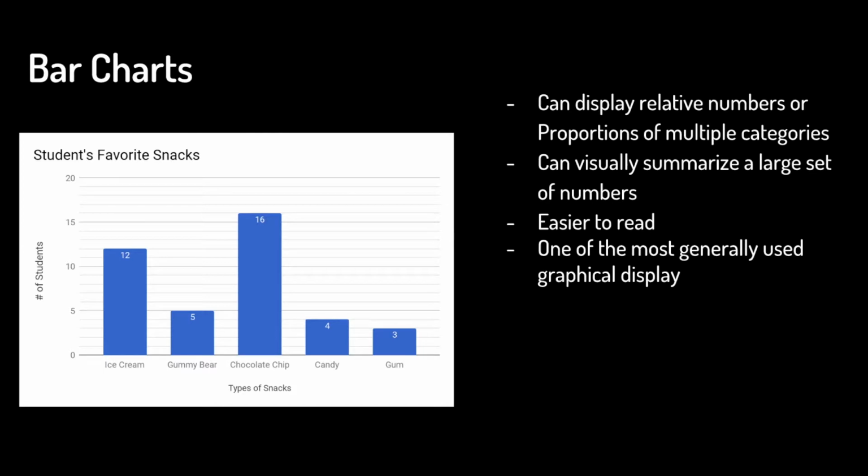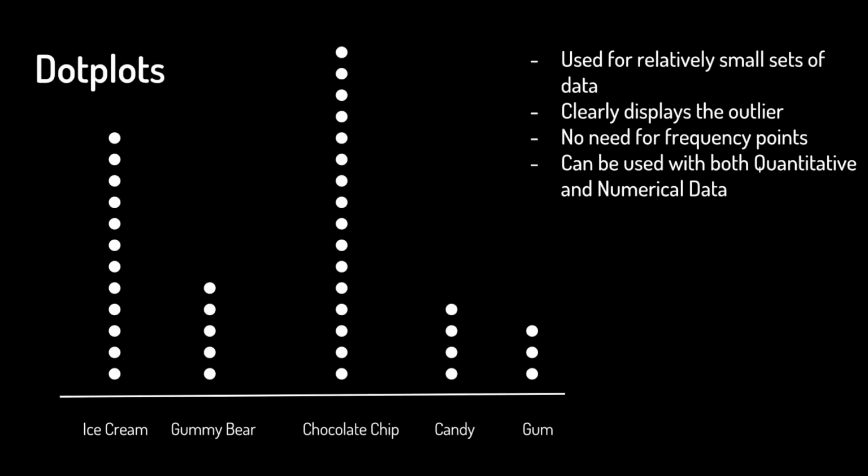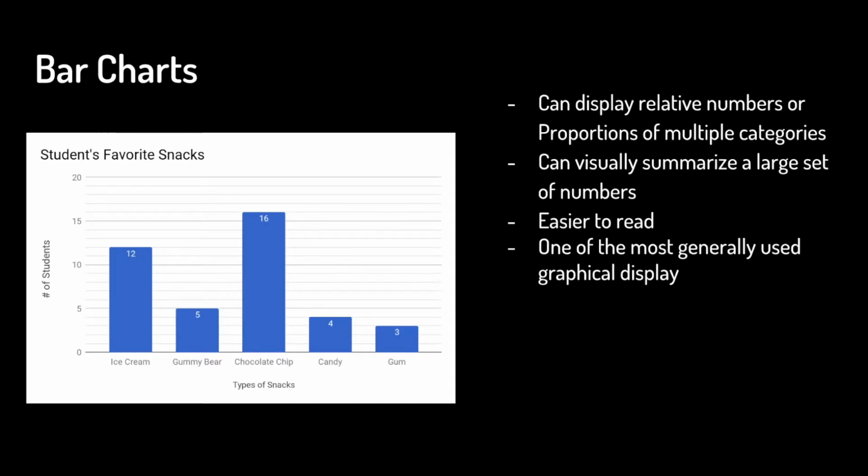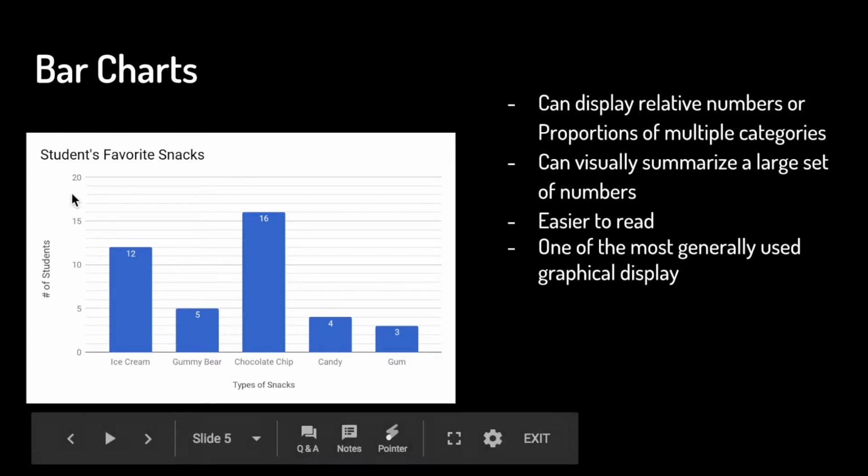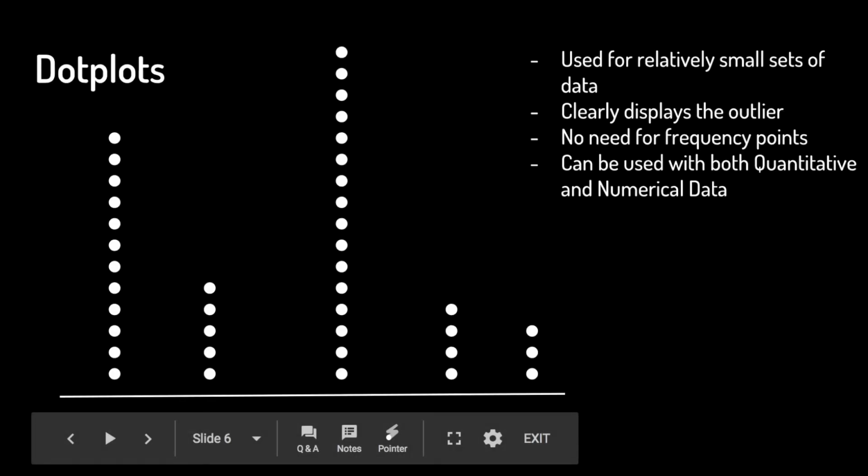Here we had approximately 40 students, which is quite a big number. It is also very easy to read, and it is one of the most generally used graphical displays. Dot plots are somewhat similar to bar charts, but different in some ways. First of all, they are used for relatively small sets of data, while bar charts can be used for large sets of data as well. This is because dot plots do not show the frequency points, while bar charts do show the frequency points on the vertical side, if you see here.